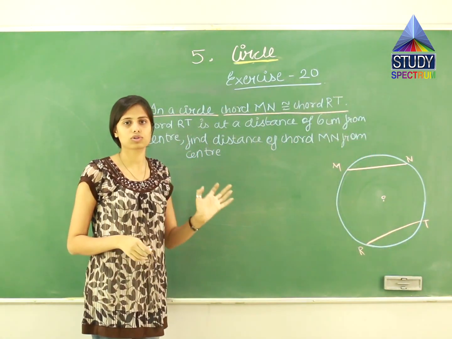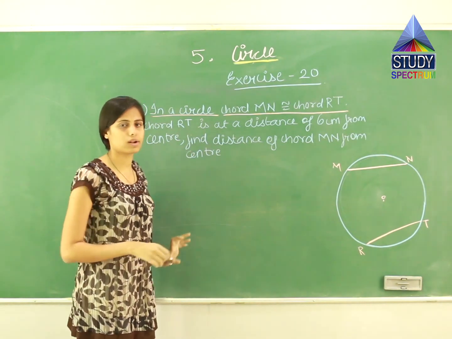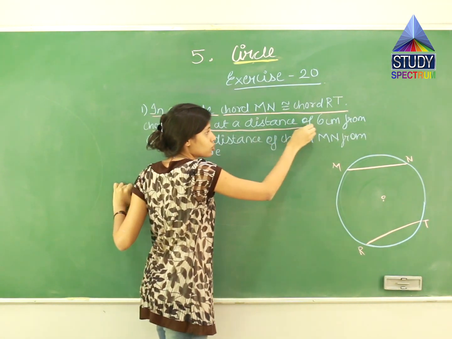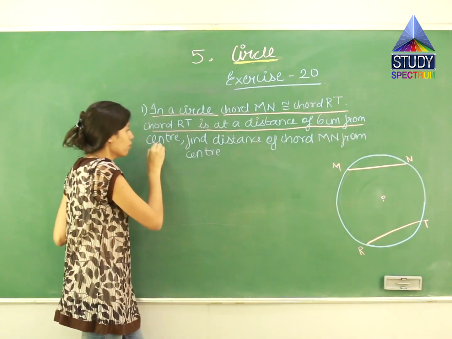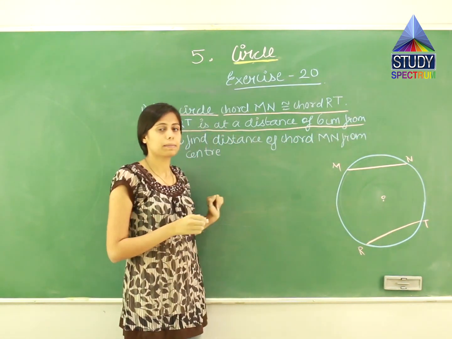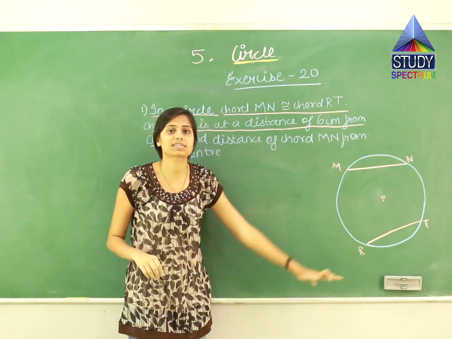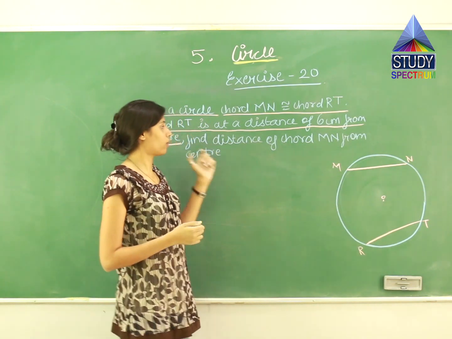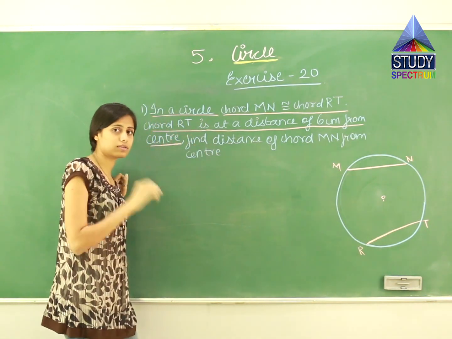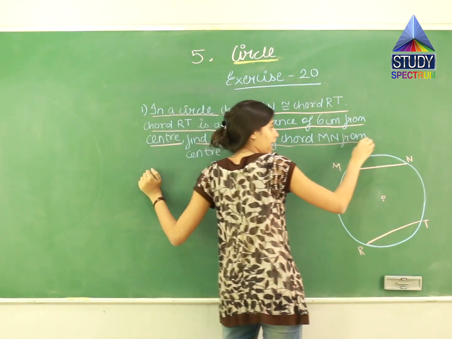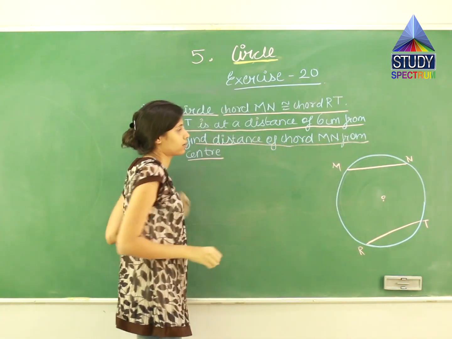Now let us read the question further to understand how to solve it. Chord RT is at a distance of 6 centimeter from the center. Means what? This chord RT is 6 centimeter away from the center. And what do they want us to find? Find the distance of chord NM from the center.